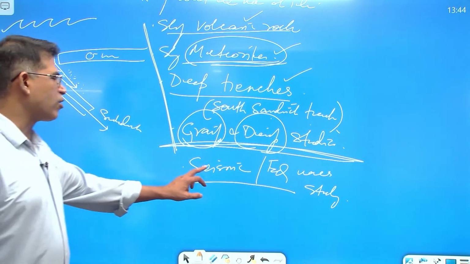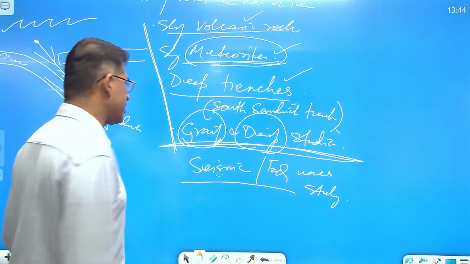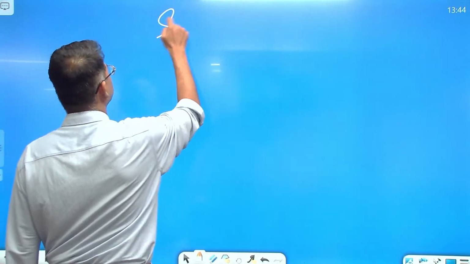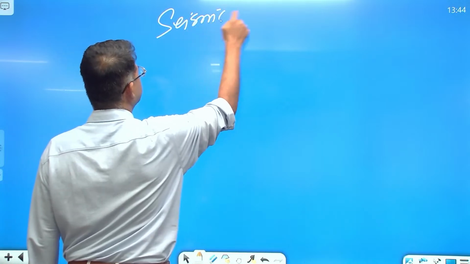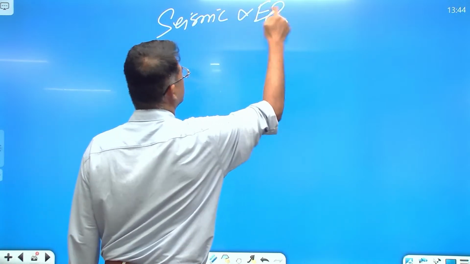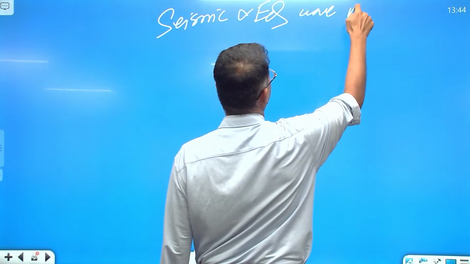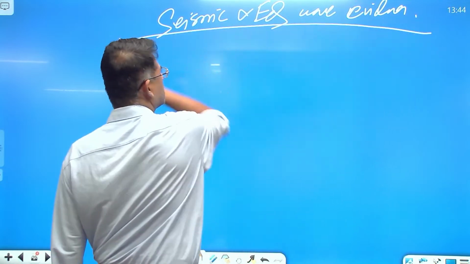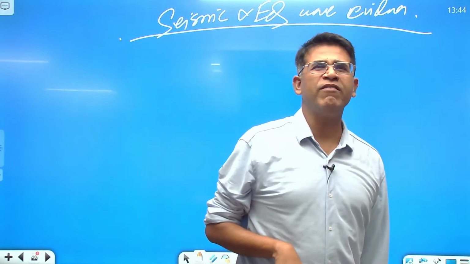Let's start off with the seismic evidence, which is more important. So give a heading: the seismic and the earthquake wave evidences.